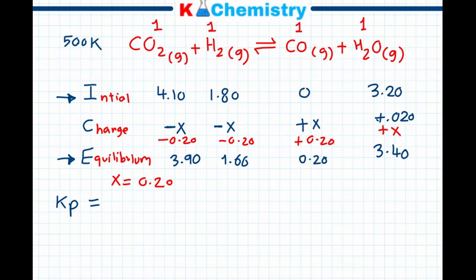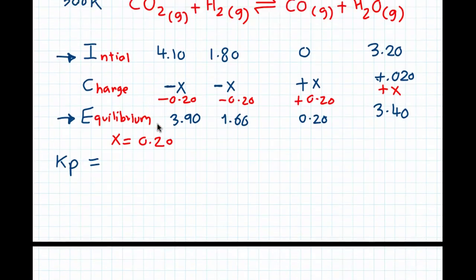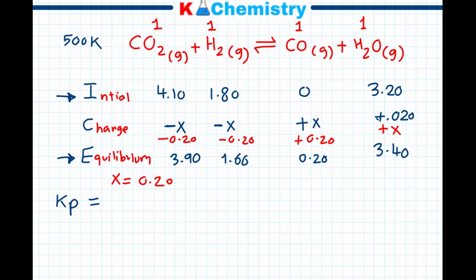Now I have the equilibrium pressures in all the reactants and products. I can see that I have lost some of the reactants and I have gained some of the products. All the values of the pressure have decreased in the reactants and increased in the products.